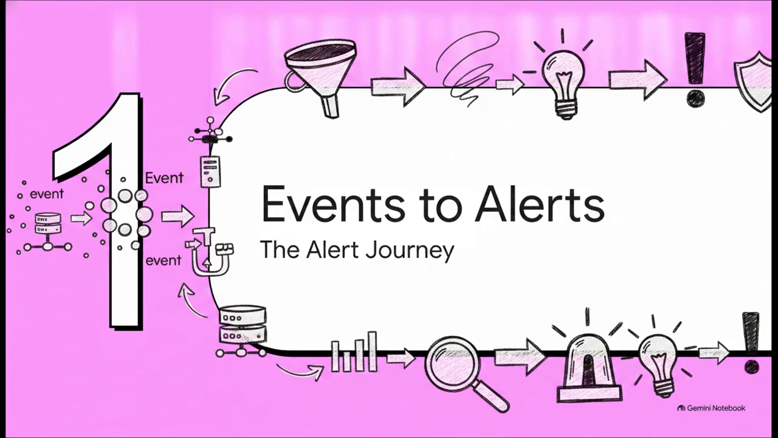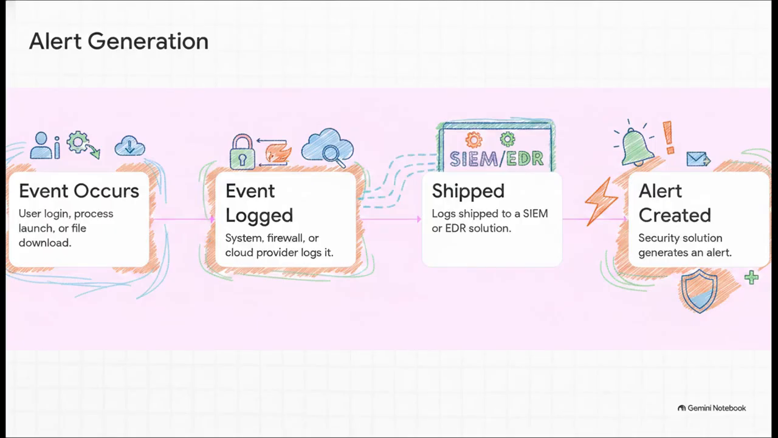Okay, starting with Section 1, from events to alerts. Let's look at the actual journey of an alert. You see, before an alert even exists on a dashboard, an event has to occur in the wild. We're talking about a user logging in, a background process launching, maybe a file downloading. Next, your operating system or your firewall actually logs that specific event. Step 3, those logs are systematically shipped off to a centralized security solution, something like a SIEM or an EDR. And finally, when a specific event or a sequence of events happens to match a predetermined threat rule, boom, the security solution generates your alert.